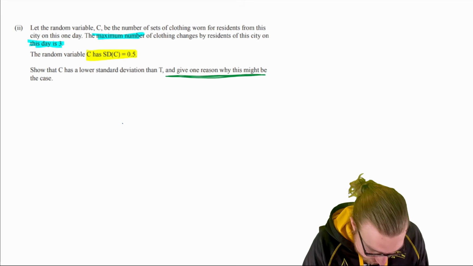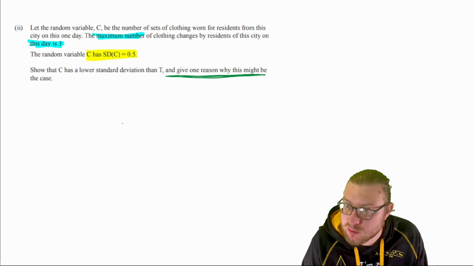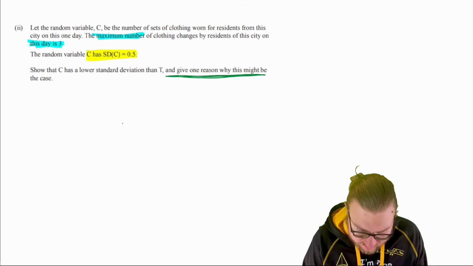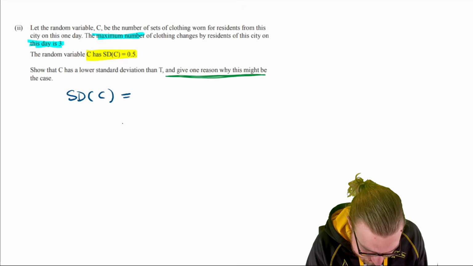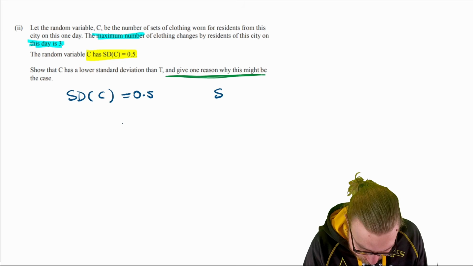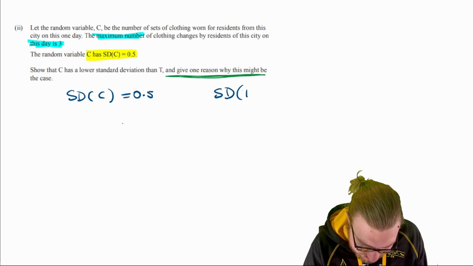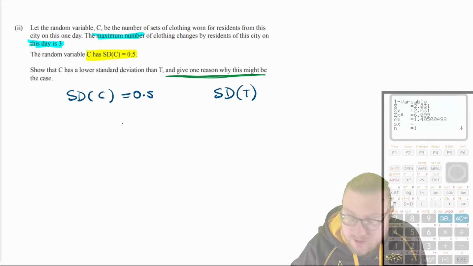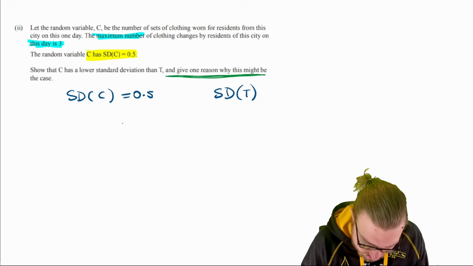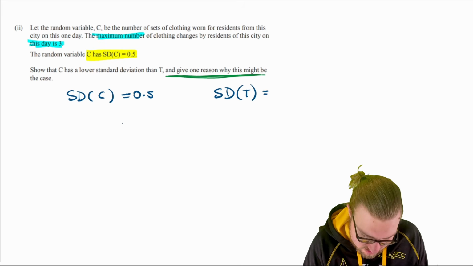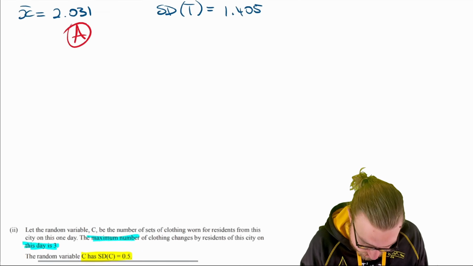So what are we doing? We're comparing the standard deviation of c and the standard deviation of t. The standard deviation of c is 0.5. From the question before, we have the standard deviation of t. Remember we got that from our calculator, right there where we have the standard deviation sign. So that was 1.405.